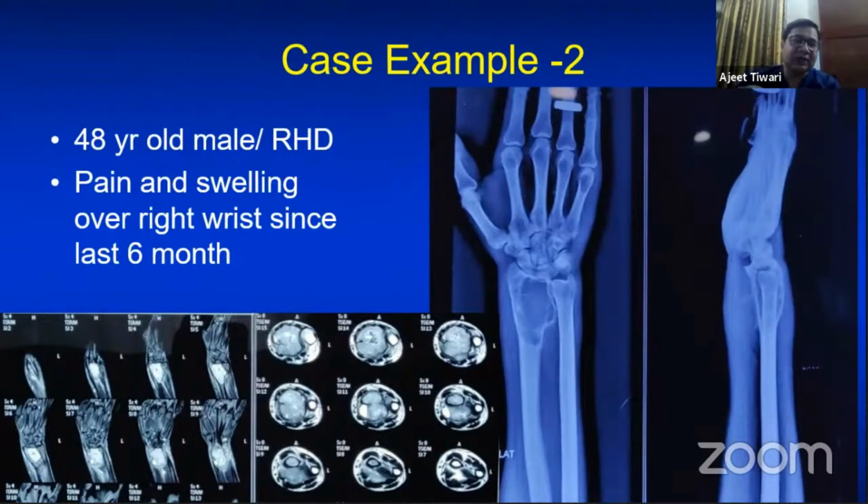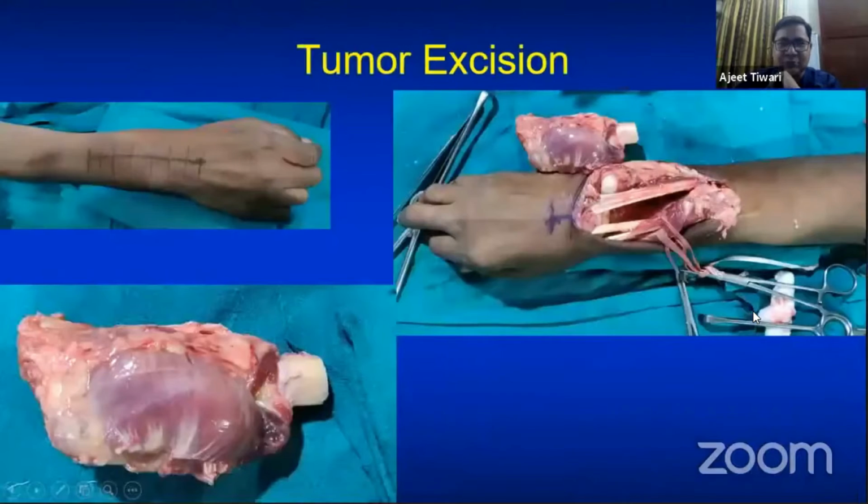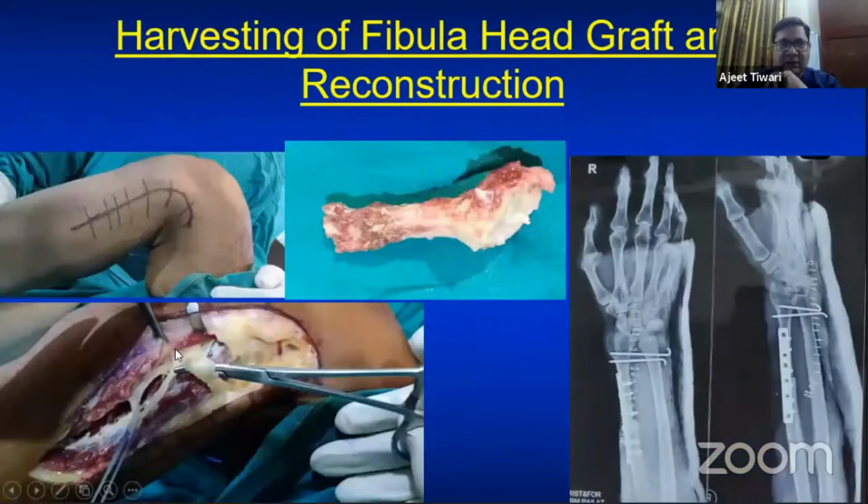There is another case, a 48-year-old male, right hand dominant, who has pain and swelling over the right wrist since the last 6 months. A core-needle biopsy was done, and that showed that it was a giant cell tumor. I put a dorsal incision and we excised this. So you can see that the PQ muscle is there. The tumor is well encapsulated. And I have incorporated this PQ muscle and excised it completely. And this tumor I have reconstructed with the head of the fibula.